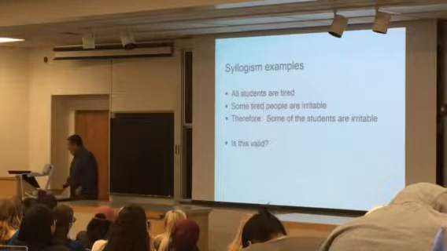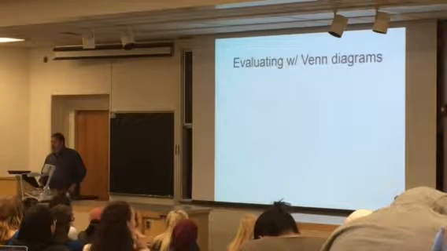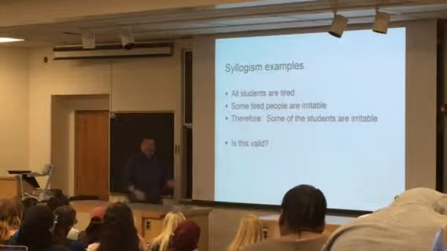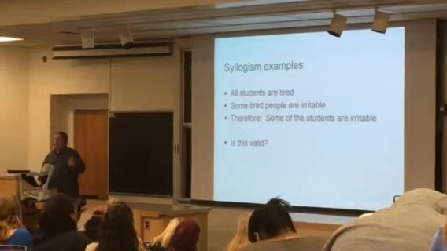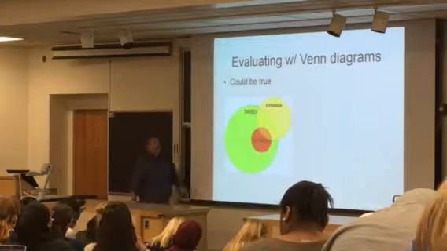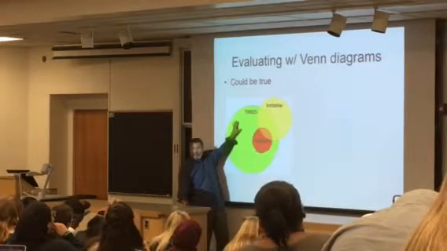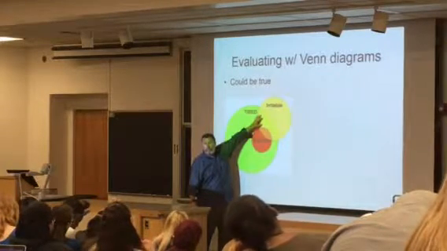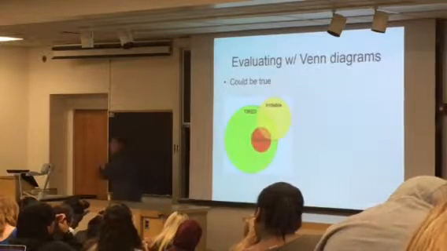Well, it turns out it's actually invalid. It just might be true. So, the way to evaluate these, by the way, is to use Venn diagrams. Picture it, and it'll help you. So, it could be true, right? So I have all students are tired, so everything in the student circle is within the tired circle. Some tired people are irritable. Therefore, some students are irritable. Could be true, but it doesn't happen.